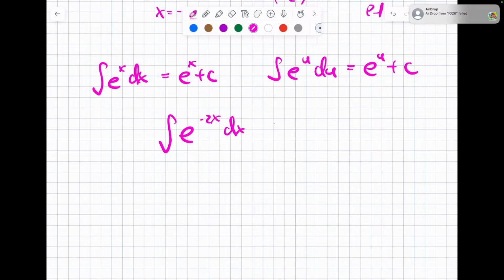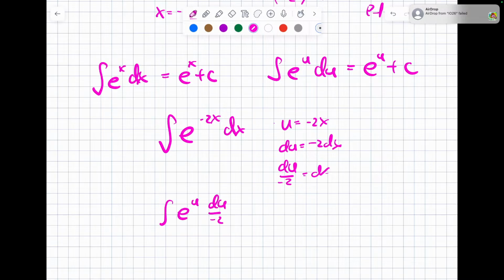So a lot of people think it's e to the -2x. Anybody think it's e to the -2x? Good. Then you guys are on a better track than when I was a student. So u equals -2x, du equal to -2 dx, du over -2 equal to dx. So it'll be e to the u and du over -2. So it'd be -1/2 e to the -2x plus c.